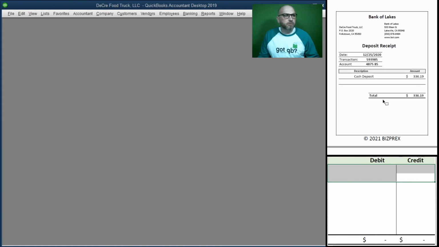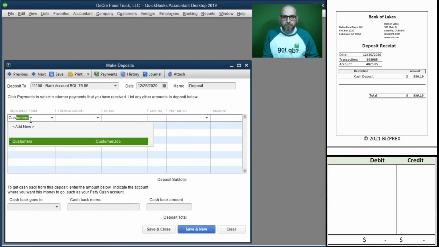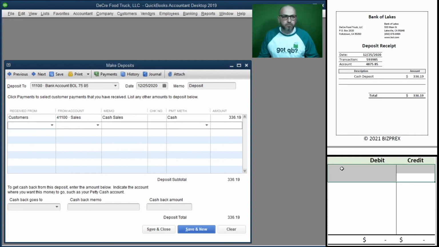And we have a cash deposit. We know that our bank account will go up, thus it is debited. And our sales / revenue will go up as well, thus it is credited. Debits and credits are in balance. Save and close.